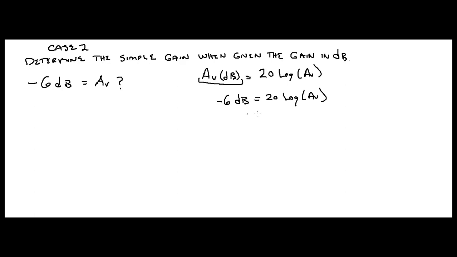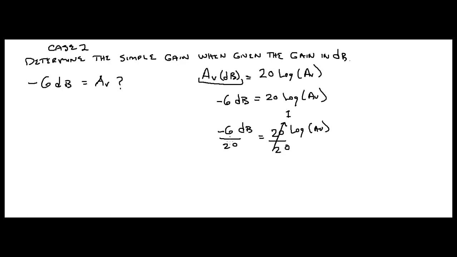So what are we going to do next, right? We have to get log AV alone on the right side of the equal sign. So we have to get rid of this 20. How do we do that? We divide both sides of the equal sign by 20. So let's rewrite it. Minus 6 dB divided by 20 equals 20 log AV divided by 20. This quotient here turns to 1. That's a 1.